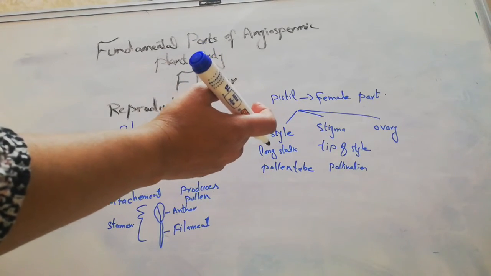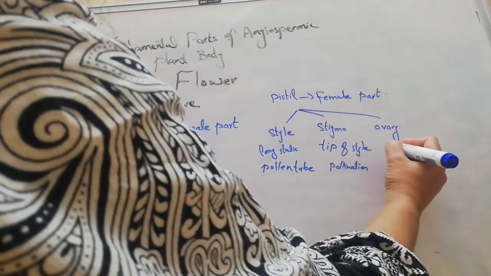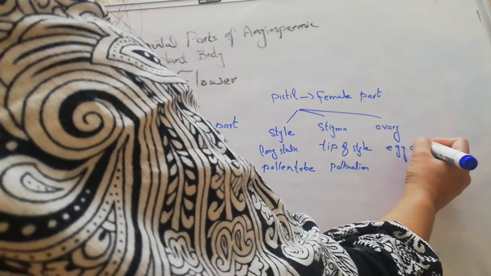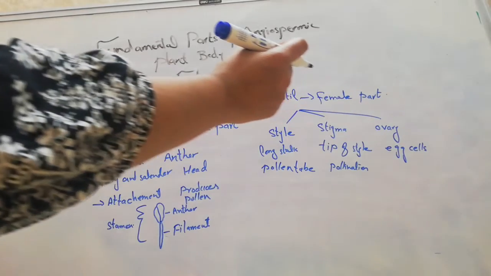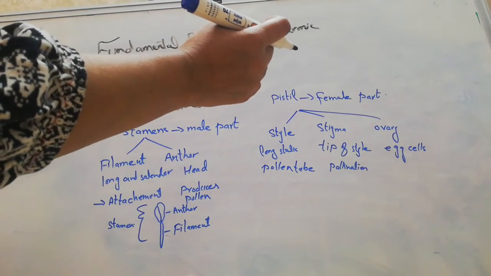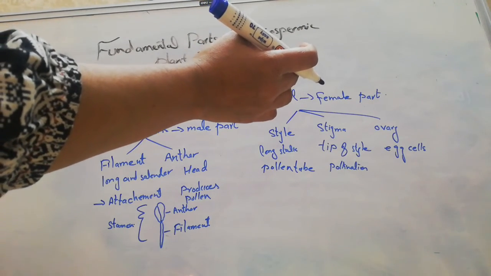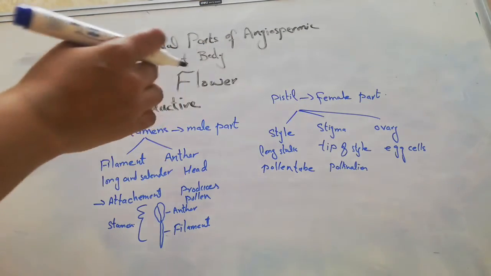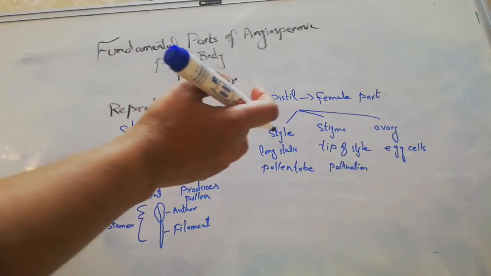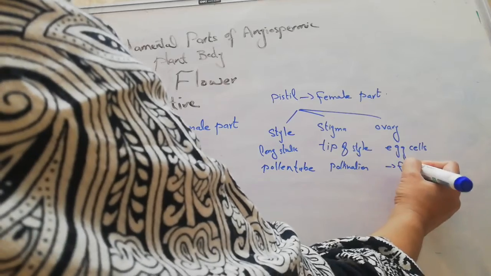So ovary is basically the egg cells of the flower, and the ovary holds the ovules. In the event of a favorable pollination, where a compatible pollen reaches the stigma and eventually reaches the ovary to fuse with the ovule, here the process of fertilization takes place.